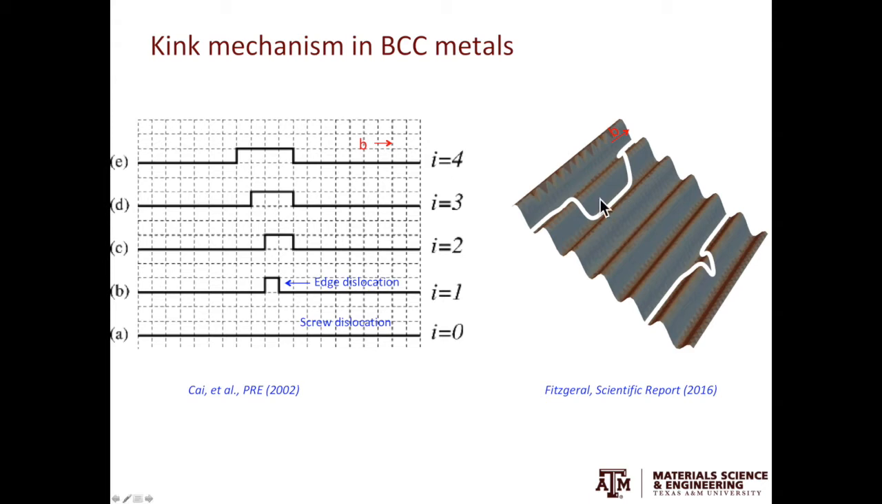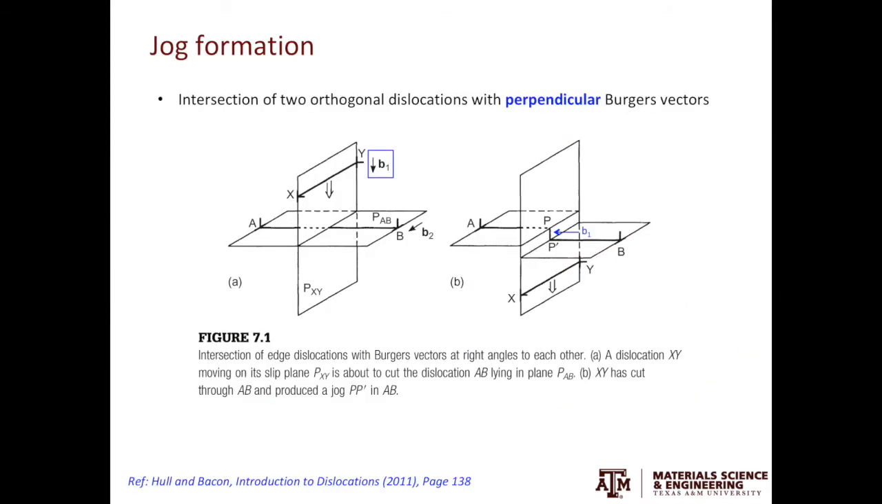You can also view that in 3D, and these steps represent the energy barrier. A screw dislocation lies at the energy minimum. It is much easier to have a small edge component go over the energy barrier and then glide to advance the screw dislocation. After looking at the kink mechanism in BCC metals, let's look at how jogs are formed.